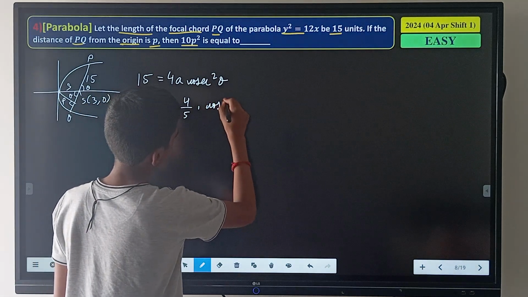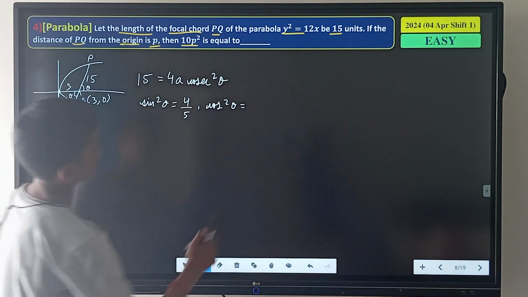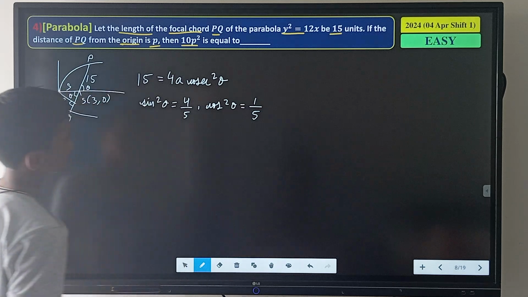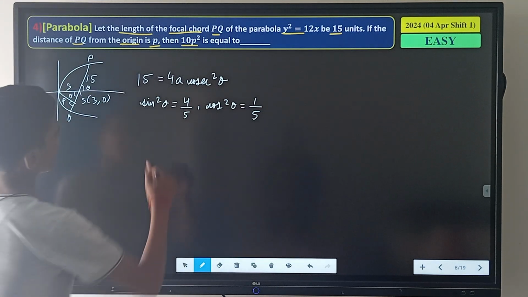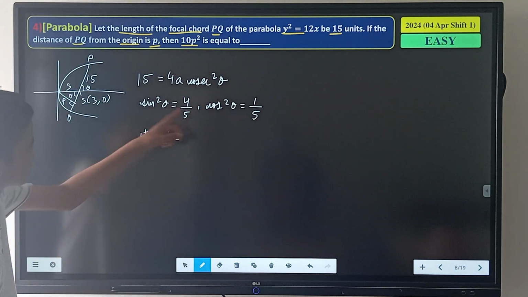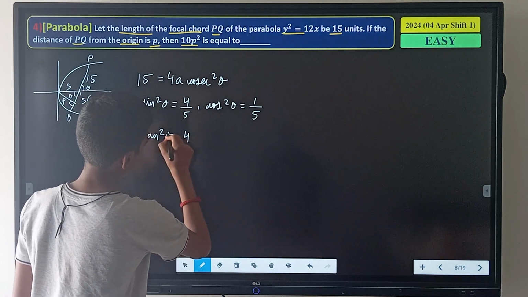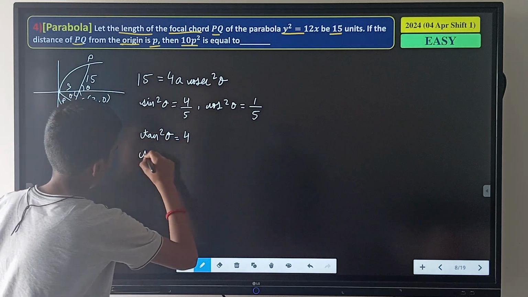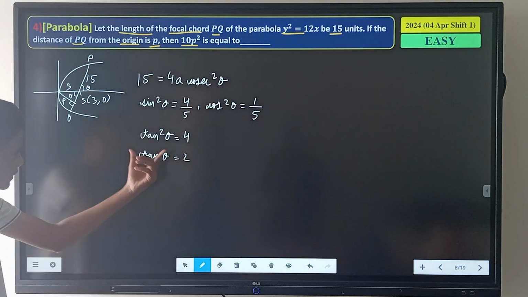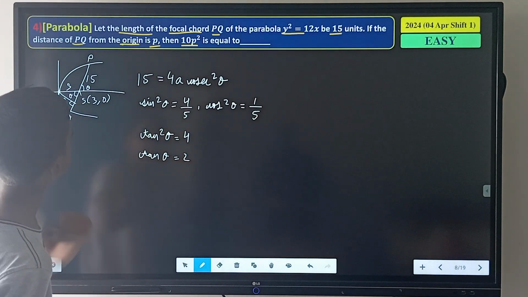And my cos square theta, which is equal to 1 minus sine square theta, this will be 1 upon 5. Now from here our tan square theta, which is equal to sine square theta upon cos square theta, is equal to 4. So from here our tan theta is equal to 2. So I can say that my tan theta, which is equal to the slope of the line PQ, is equal to 2.